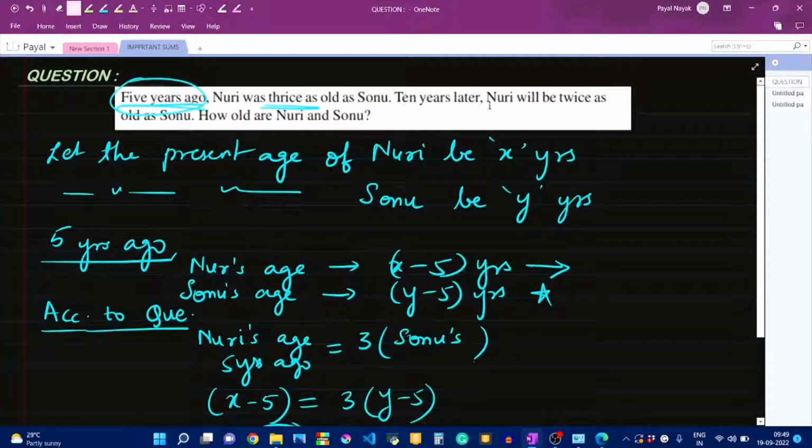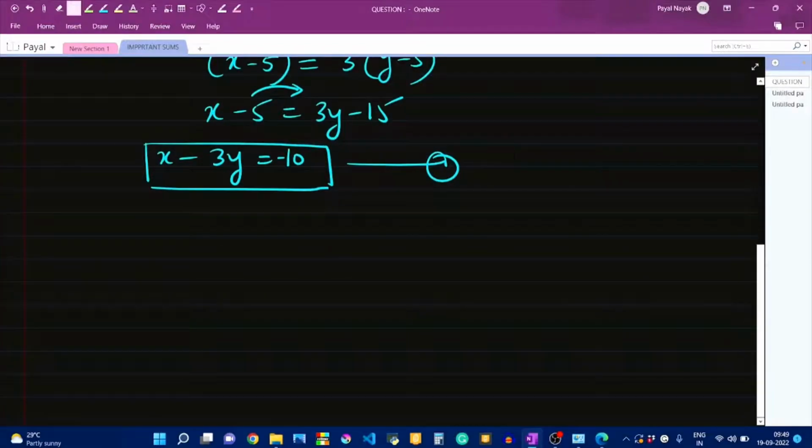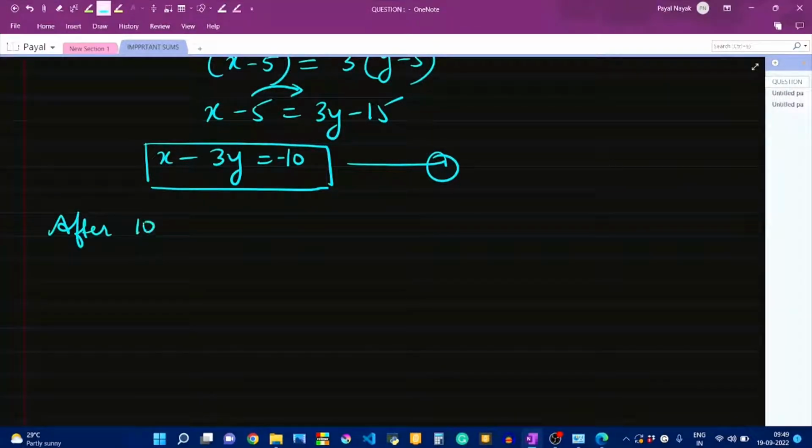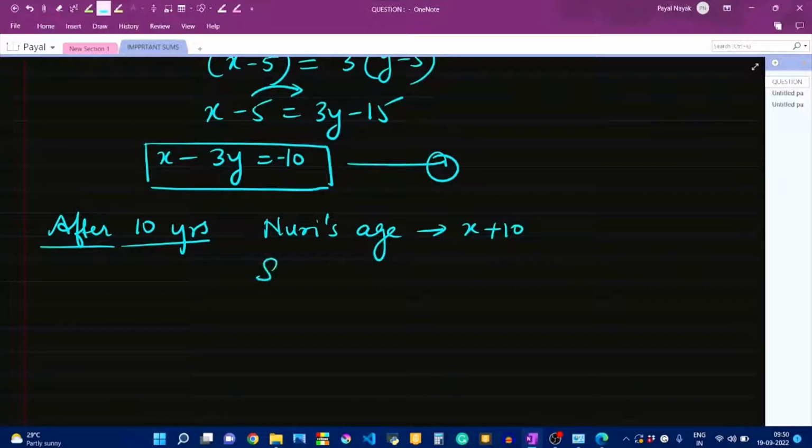Now here, 10 years later. So first what we are going to do, we are going to find out what will be their age after 10 years. So after 10 years, obviously their present age, if it is X, Noori's age will be X plus 10, okay, and Sonu's age will be Y plus 10.